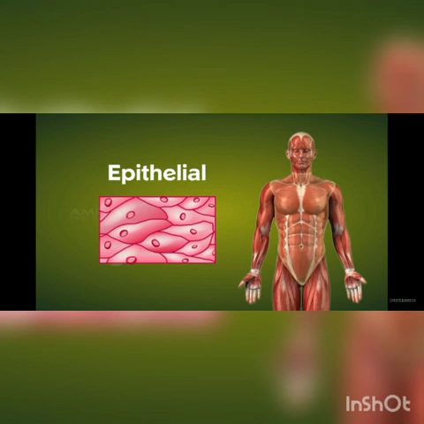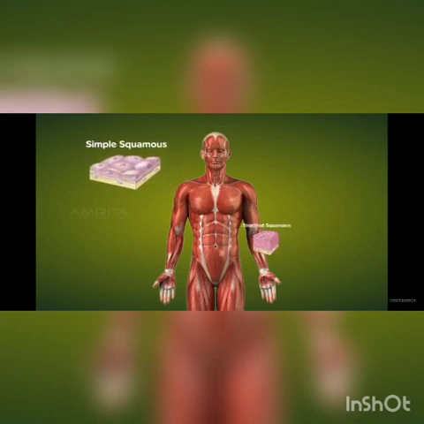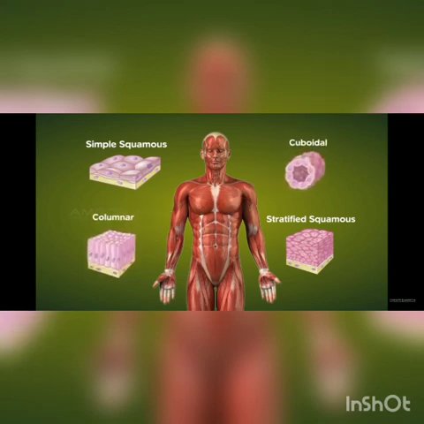It covers the body. Body covering is made up of epithelial tissue. It is also present in all the organs inside the body. It has many kinds: simple squamous, stratified squamous, columnar and cuboidal, and some are also glandular and ciliated columnar.